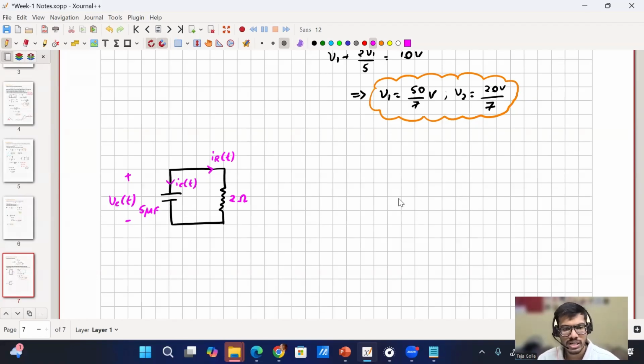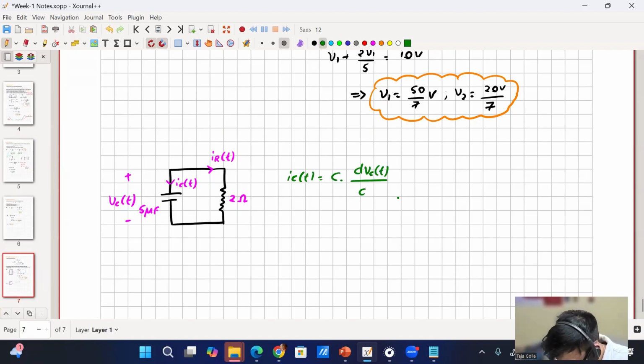I'll write the equations that I know for the capacitor as well as the resistor, and then I'll try to solve. I know that IC of t is equal to C into dVC of t by dt. This is one equation I know. And IC of t is nothing but minus IR of t. Current through the resistor, how can I find it? This is also VC of t, right? Both have the same voltage. So minus IR of t is nothing but minus VC of t by 2 ohms.